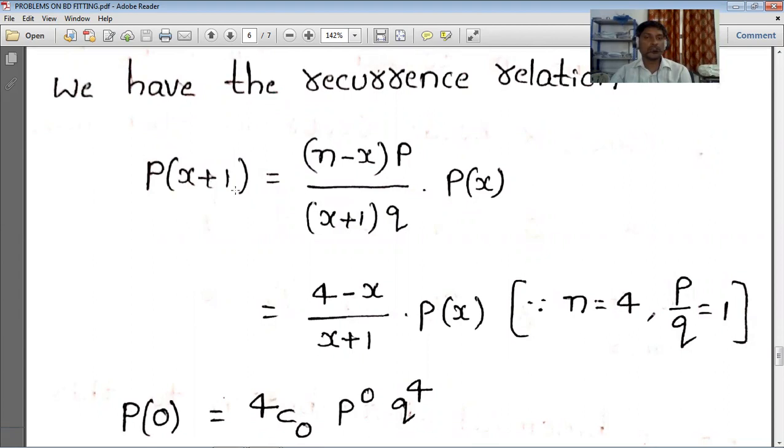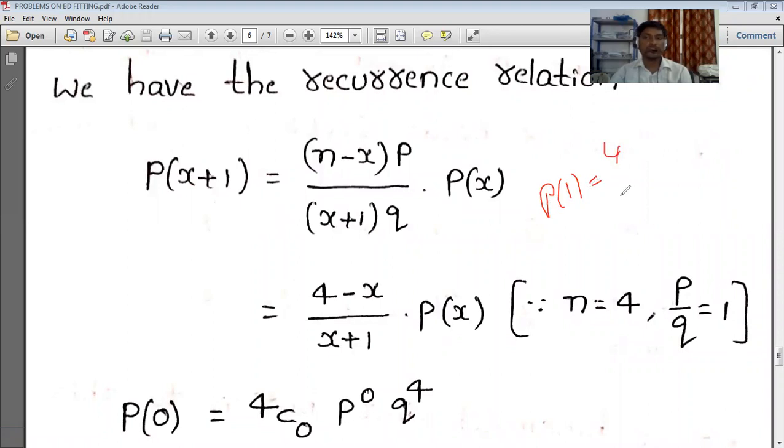So if you substitute 0, what will we get? P(1) is equal to simply 4 minus, in place of x we are substituting 0, so 4 minus 0 is 4, and 0 plus 1 is 1. So this is 1, and next P(0). This is equal to 4 into P(0), which we just calculated. How much did we get? 1/16. So that is 4 times 1/16, so P(1) is equal to 1/4.